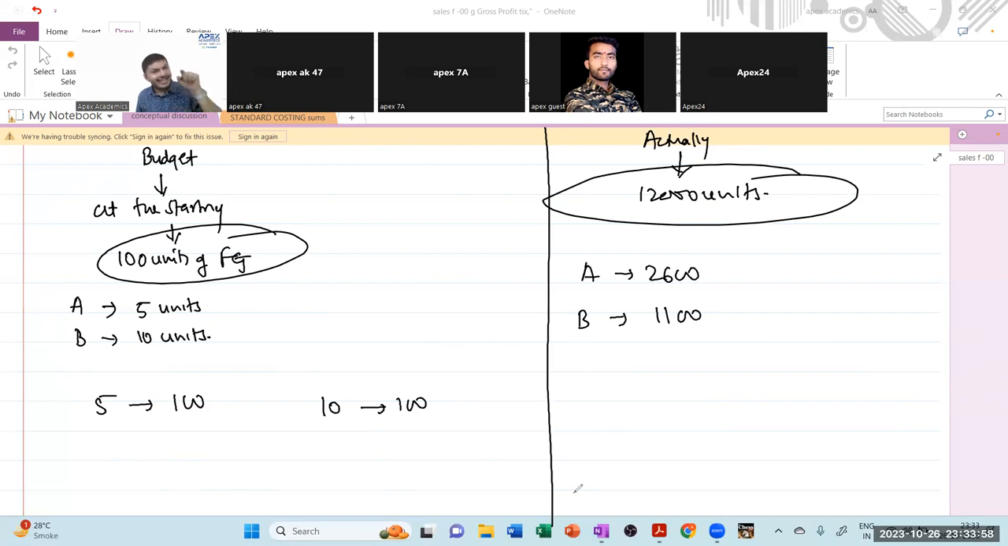Fair enough. Can I compare 100 units with 12,000 units? I can't. Can I compare Tendulkar with Kohli? I can't. Can I compare Gavaskar with Kohli? I can't. The eras are different. The numbers are different. The challenges are different. It's as good as saying that.